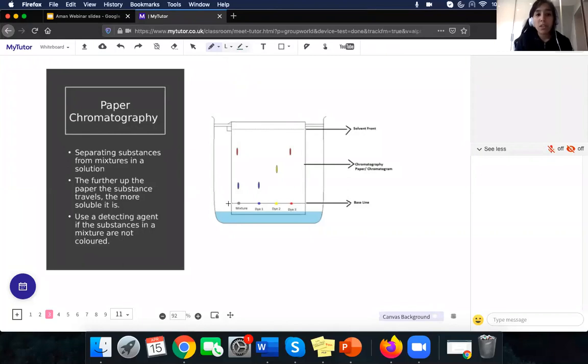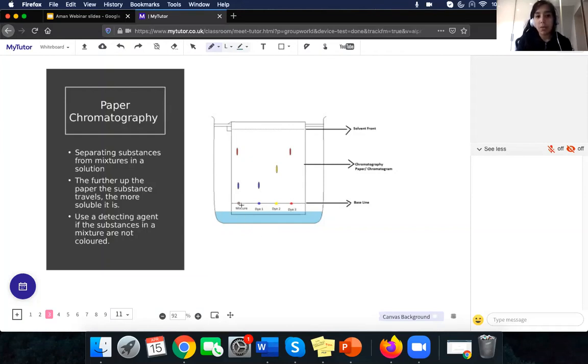Now, why do we use paper chromatography? What's it for? It's for separating substances from mixtures in a solution, things like dyes. It's used a lot in forensics as well. For example, if you've got a message written in a certain pen and you don't know which pen was used, and you have 3 pens, you could use paper chromatography to look at which inks are in those 3 pens and see which one matches the original ink in the message.